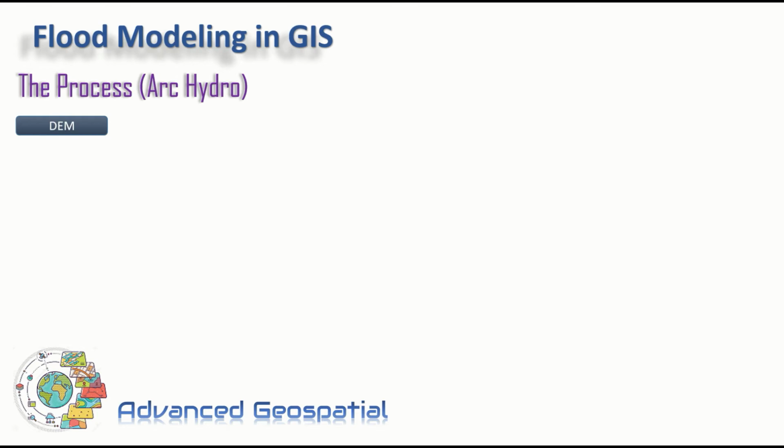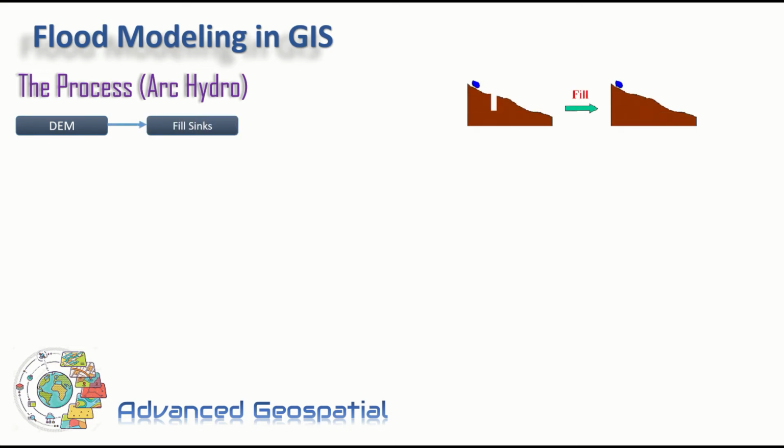What is the process? In this video, I will explain two processes, one for ArcHydro and one for ArcGIS Spatial Analyst. So the first step that we do, we take the DEM. The first input data set is the digital elevation model. Then we fill the sinks.